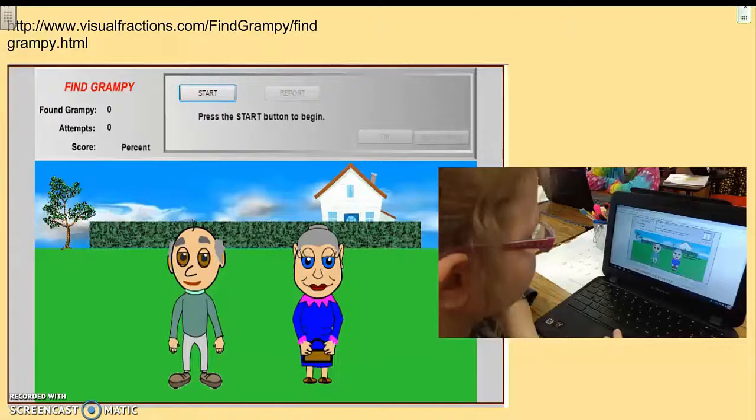Grampy will help the student by pointing to their right if the fraction is too small and to their left if the fraction is too large. Students see the top of his head behind the hedge. The computer will keep track of the number of times the student finds Grampy and the number of tries. This is a great exercise for determining the relative distances of different fractions along a number line, how the numerator determines the size of a fraction, and how the denominator determines the size of a fraction.